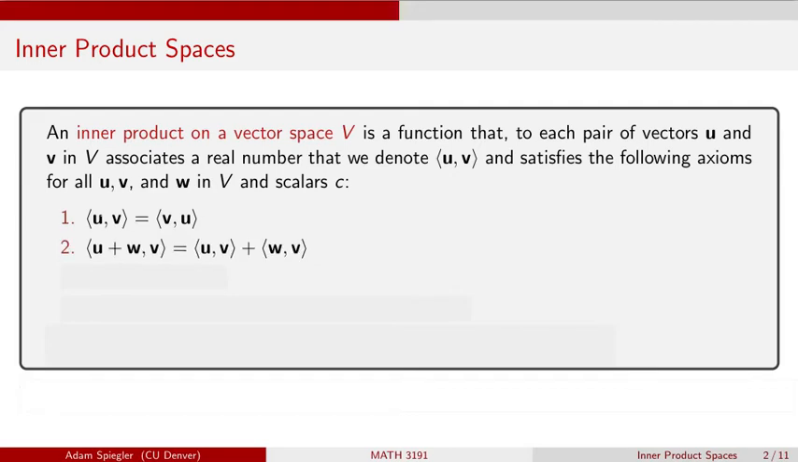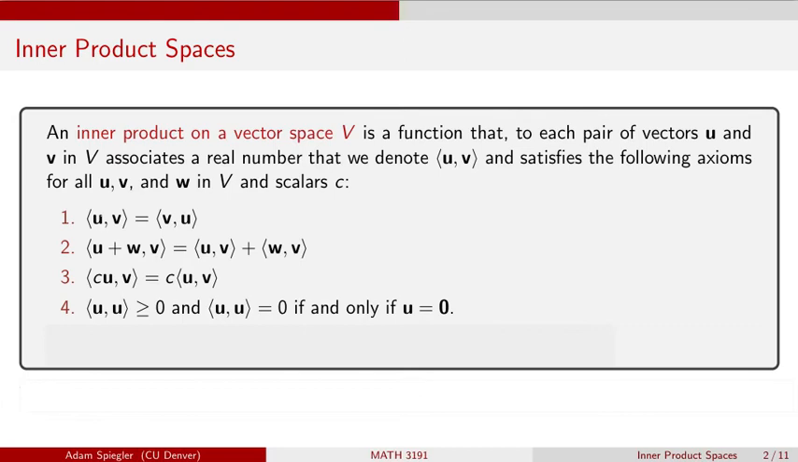Behind door number 2, we have an associative type of property. And so this second property is saying I can first take vectors u and w, add them together, and then take the inner product with v. And that needs to be the same as if I first took the inner product of u and v and w and v separately and then added that together. The third property is dealing with multiplication by a scalar. So if I take the inner product of c times vector u with vector v, that's the same thing as taking scalar c times the inner product of u and v.